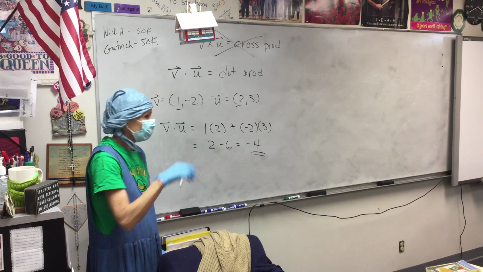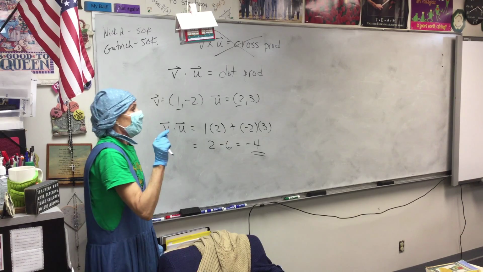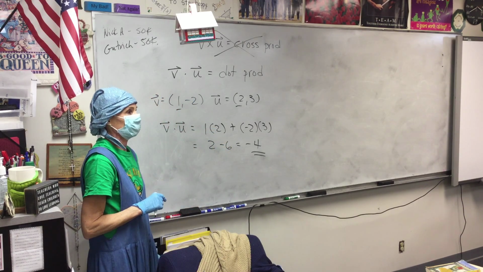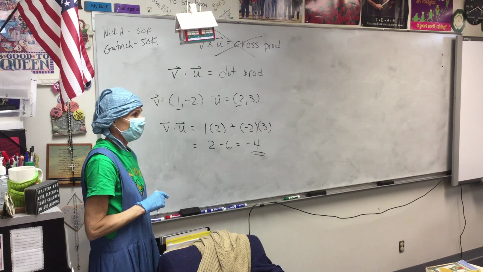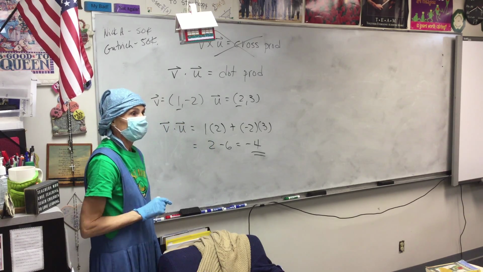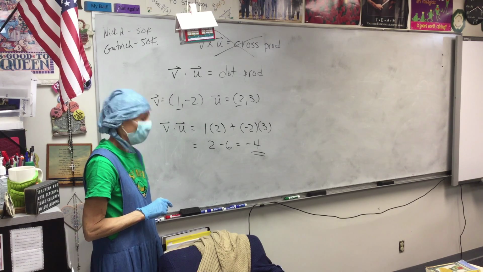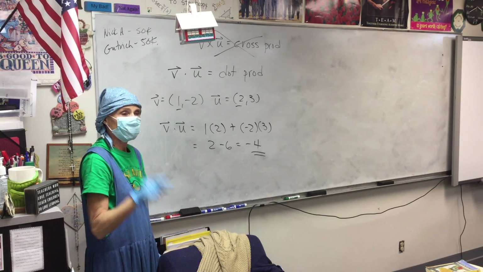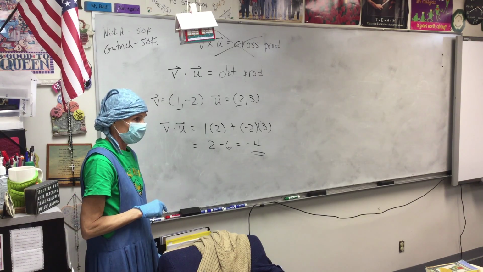Yes, we've got some people absent today. How are we going to explain to these people who are absent how we find the dot product? What do we do to find the dot product? X times x, y times y, add them together. You always add them together. The rule is x times x, y times y, add them together.